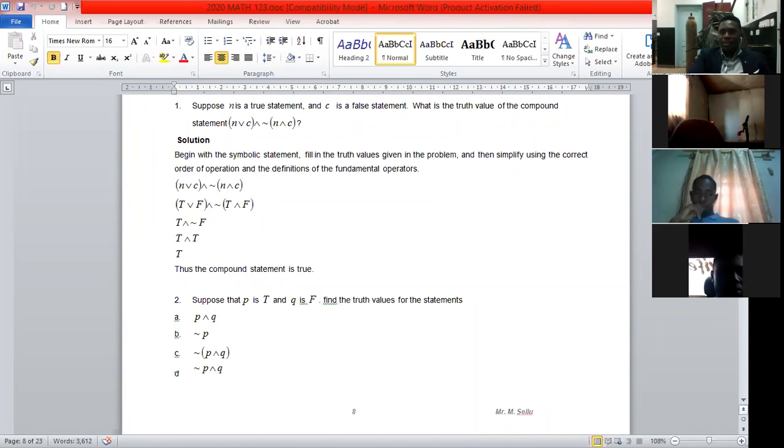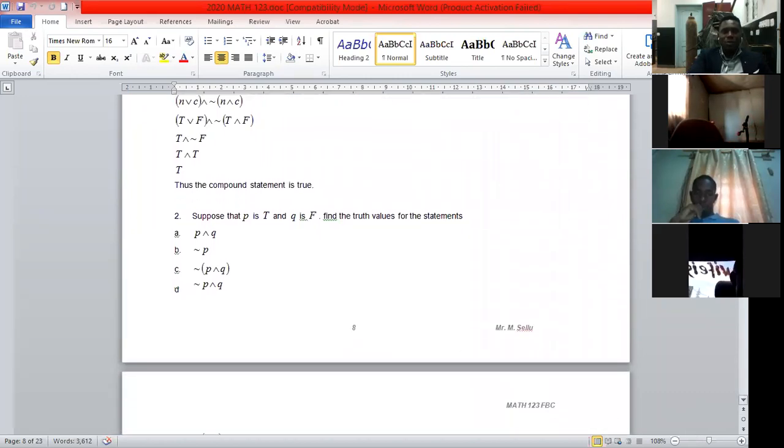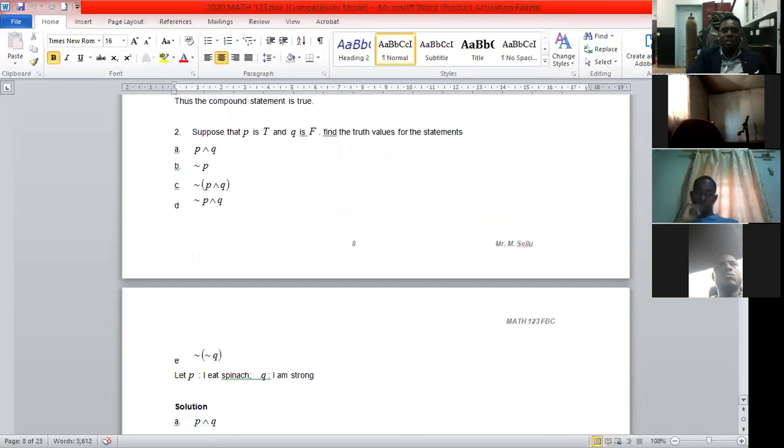Okay, so now let's see this one. I may want to hear from you. Suppose that P is true and Q is false, find the truth value of the statement P and Q. So what is that going to be equal to? P is true, and Q is false. So I have true and false. From the connectives, where you have the disjunction and the conjunction, true and false is equal to what? That is definitely going to be false.